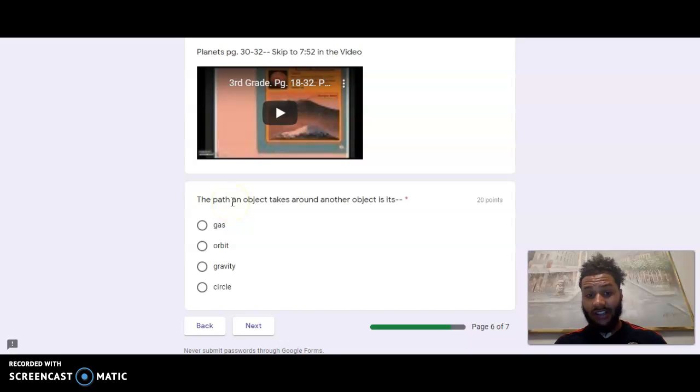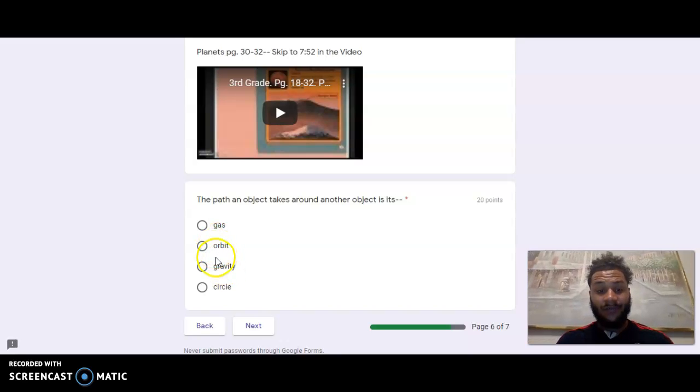So this question says, what is the path an object takes around another object? Is it gas, orbit, gravity, or a circle? Well, gas is gas, right? It's invisible most of the time. It's kind of like air. Is that the path an object takes around another object? No, I don't think so. Is it orbit? If Earth orbits the sun, is that an object going around another object? I think so. If Mars orbits the sun, is that Mars going around the sun? Two objects? Yeah, it is. So that's a good answer.